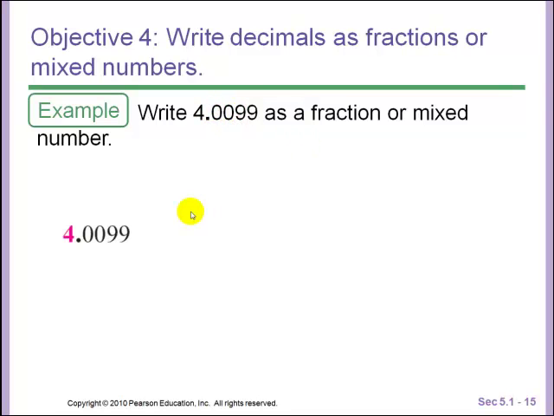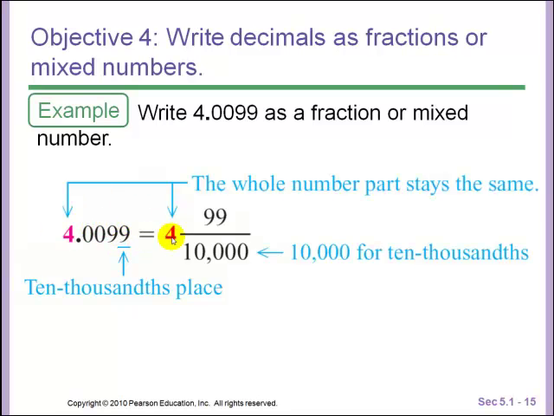4.0099. We have a 4, which is a whole number, so we know we're going to have a mixed number. The last digit is in the ten thousandths place: tenths, hundredths, thousandths, ten thousandths. Therefore, the 4 stays the whole number, this 99 is our numerator, and we're going to have 10,000 for our denominator. Again, count the decimal places. You have 1, 2, 3, 4. That's how many zeros you'll have.